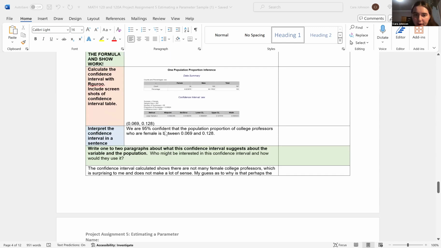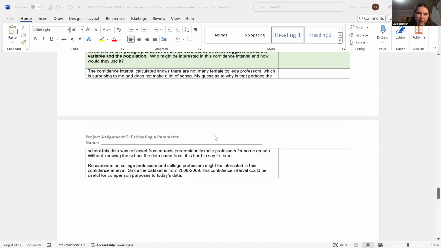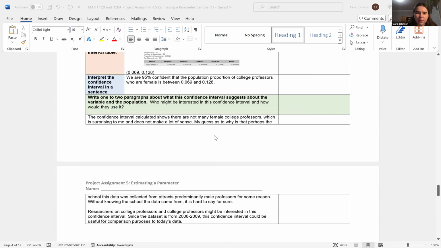So we are 95% confident population proportion of college professors who are female is between 0.069 and 0.128. So we are 95% confident that the population proportion, whatever, is between the two values of your confidence interval. And then, as with the previous part, talk about the confidence interval a little bit, what you think about it, and then who might be interested in it and how would they use it.